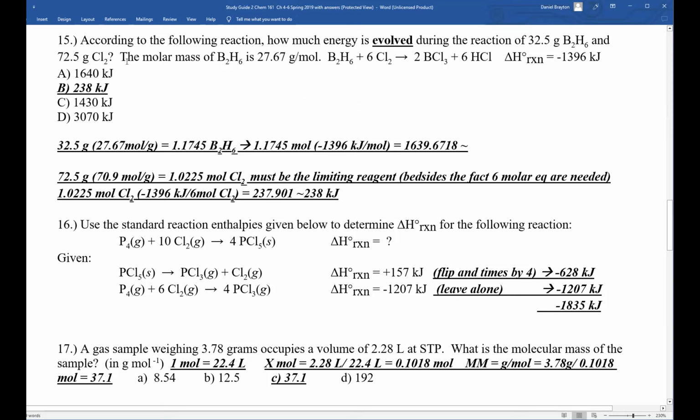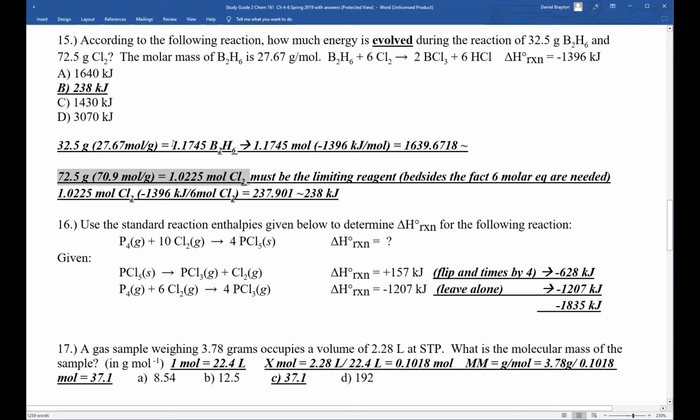So you've got these two amounts. We know how much energy comes off of the reaction. The question is which one of these do we have more of on a per mole basis? So what we have to do, like you did last chapter, is take the gram amount and convert it to moles. So they did that first, where 32.5 was the B2H6 and 72.5 grams was the chlorine. So it looks like there's less chlorine on a per mole basis. So that's the limiting reagent.